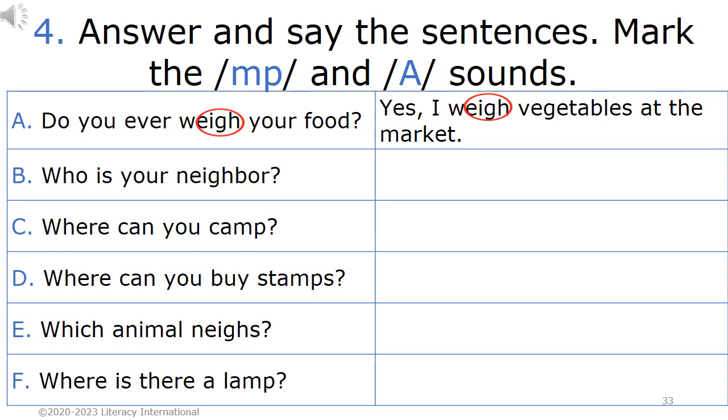B. Who is your neighbor? C. Where can you camp? D. Where can you buy stamps? E. Which animal neighs? F. Where is there a lamp?